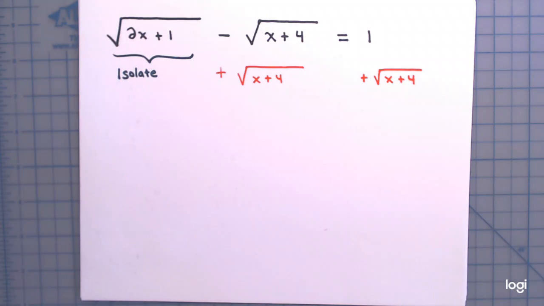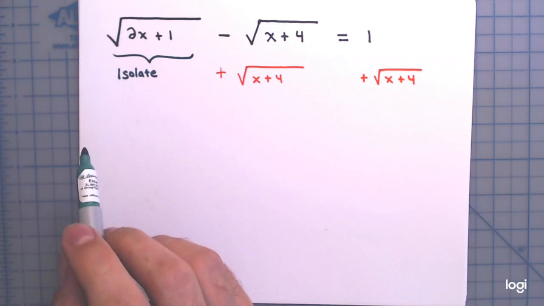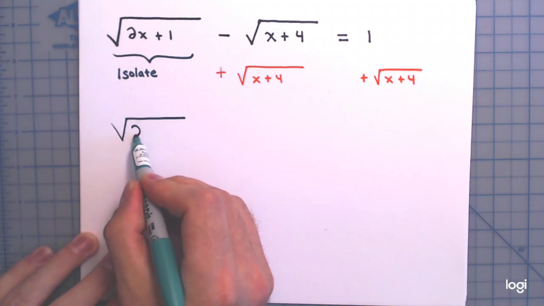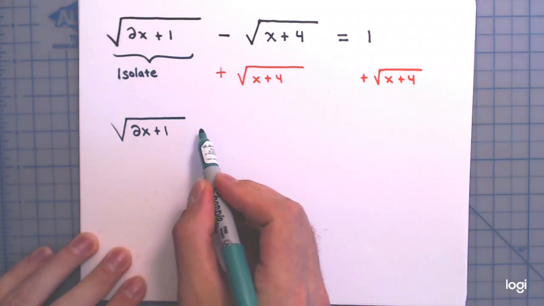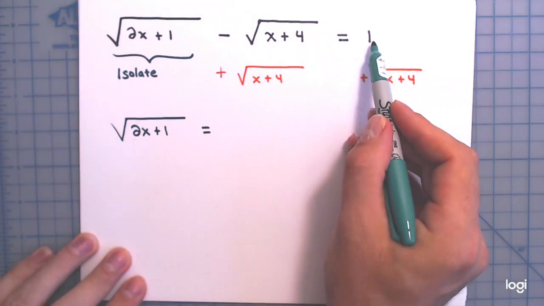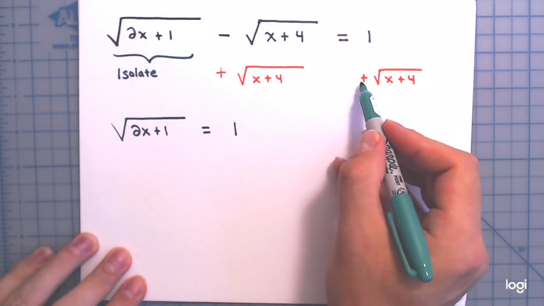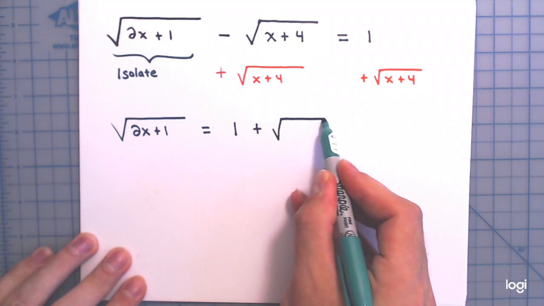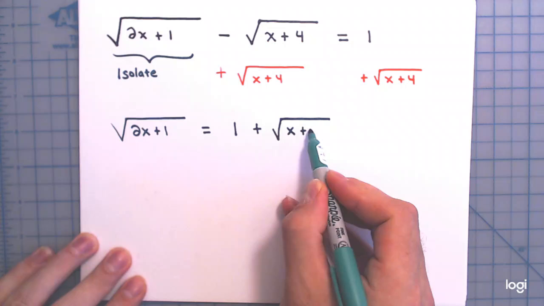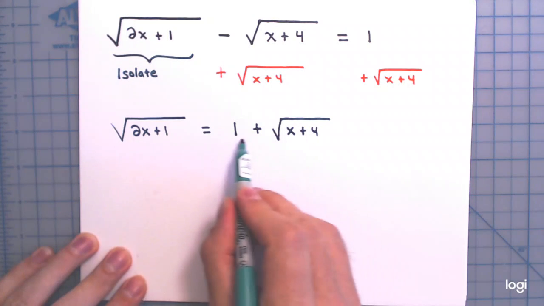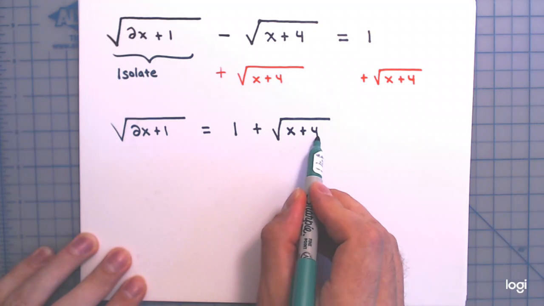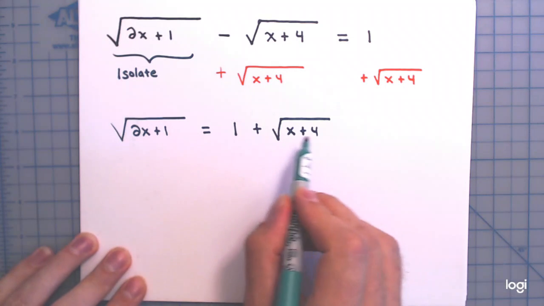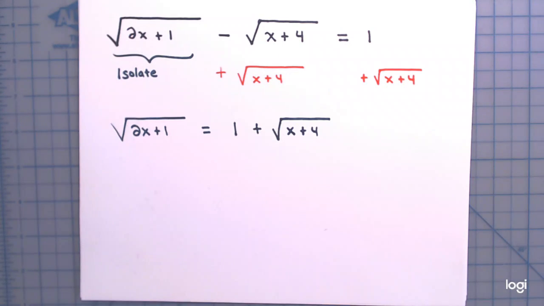Alright, so now on the left side, I have the square root of 2x plus 1 equals, on the right side I have 1 plus that other radical, the square root of x plus 4. None of this goes with this. And don't put the 1 and the 4 together, because the 4 is inside a radical and the 1 is not. None of these are like terms. None of these can be combined.